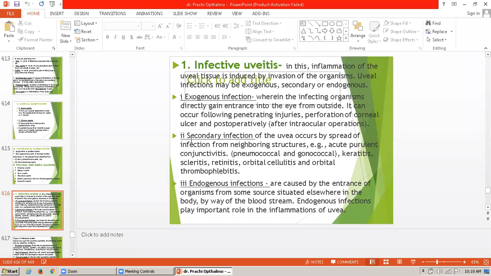Second is a secondary infection of the uvea, which occurs by the spread of infection from neighboring structures, for example, acute purulent conjunctivitis due to pneumococcal and gonococcal infection, keratitis, scleritis, retinitis, orbital cellulitis, and orbital thrombophlebitis.